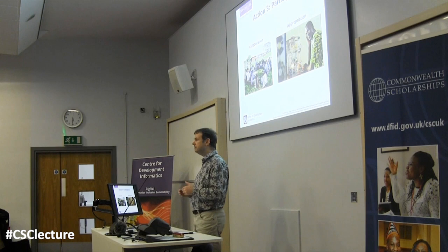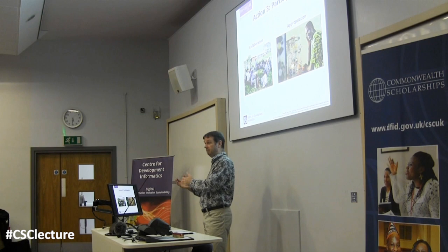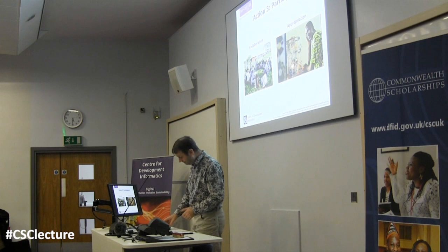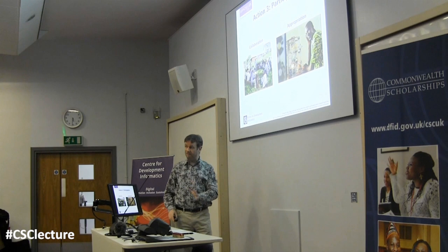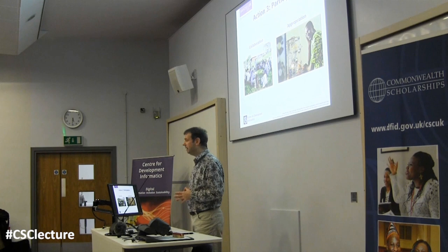What we need to do is to move to a participative model of ICT for D, and in later years, a participative model of digital development. A first step is going to be collaboration, getting those who are going to be using the technology at the base of the pyramid, getting those who are intended to be beneficiaries of the technology, to be involved as partners in processes of design and implementation.